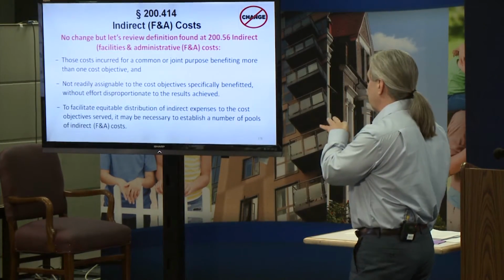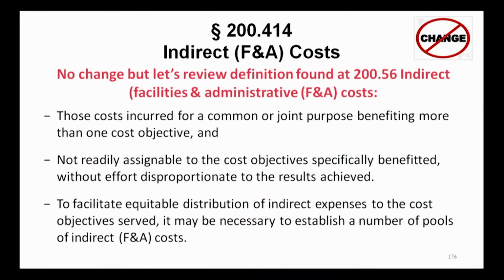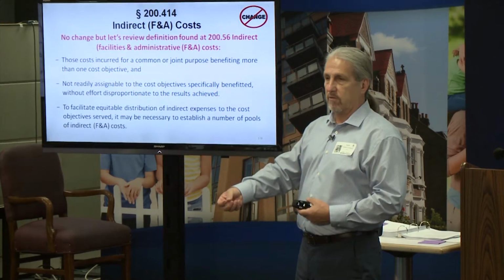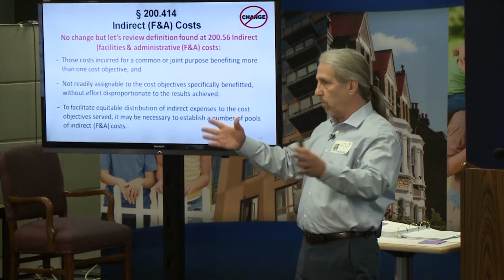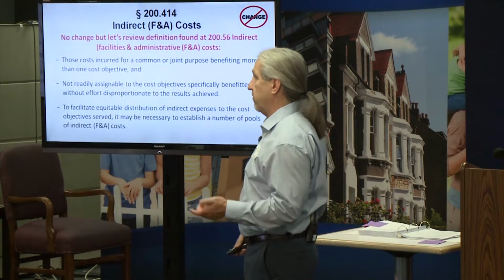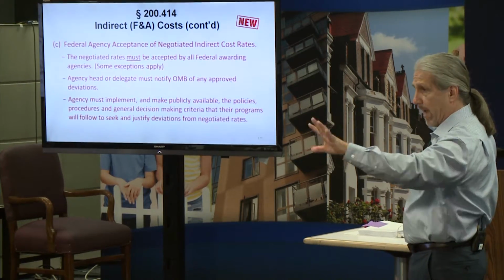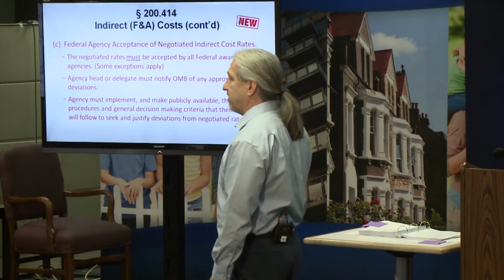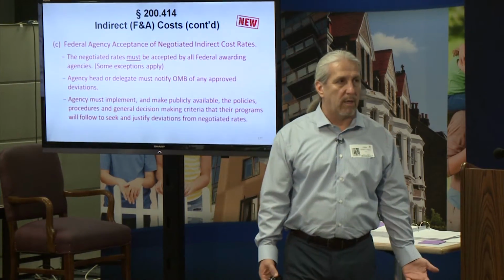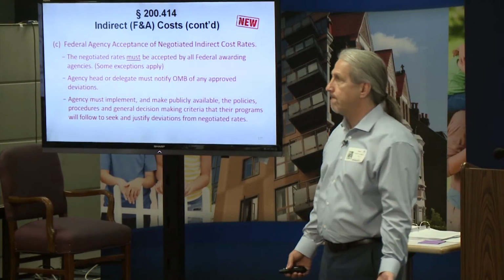So it goes on to say, to facilitate equitable distribution of indirect expenses and all the objectives asserted, it may be necessary to establish a number of pools of indirect costs. So depending on how large your government organization is, you might have indirect cost pools for different functions. So a motor pool that serves multiple programs may be one example of that. Okay, so now we got that little background done. So let's go to 414. So let's see what has changed for us regarding indirect costs, what's the new language.